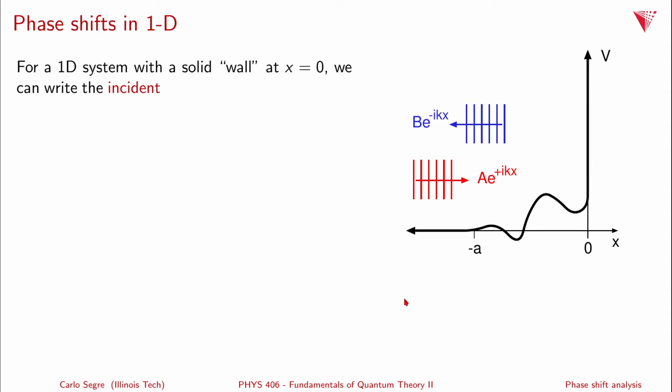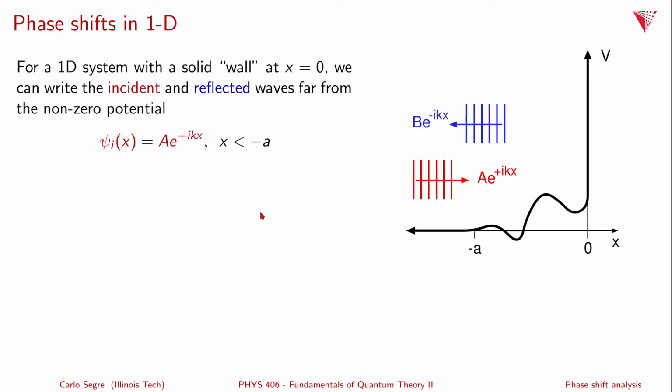We can write the incident wave as psi sub I of x is equal to A e to the plus ikx for x far away from the potential being non-zero. So in the region where potential is non-zero from minus a to 0. And the reflected wave, again, far away from the non-zero potential, we write that as psi sub r of x is equal to b times e to the minus ikx. So it's a negative going partial plane wave, again, for x greater than minus a.